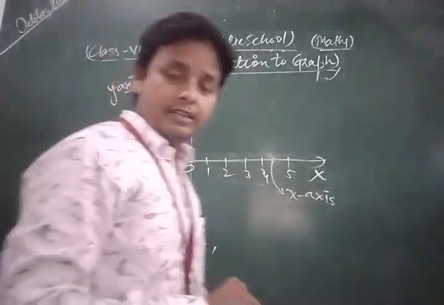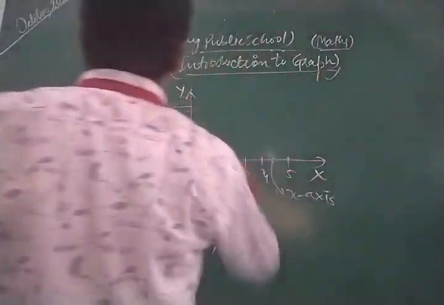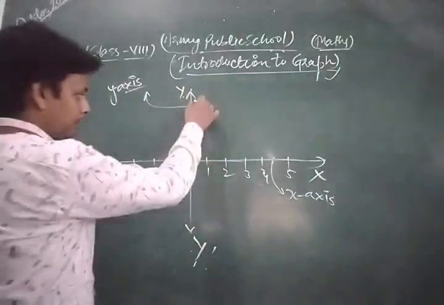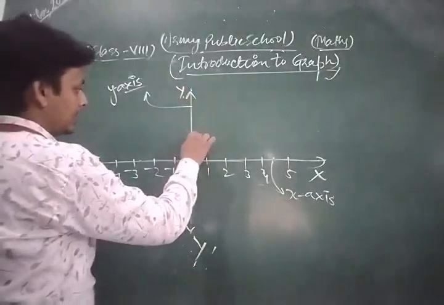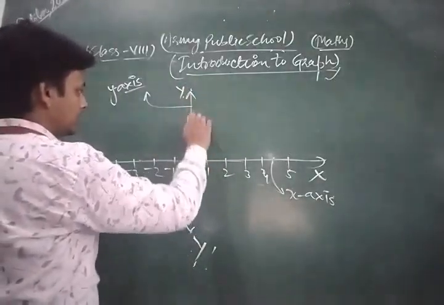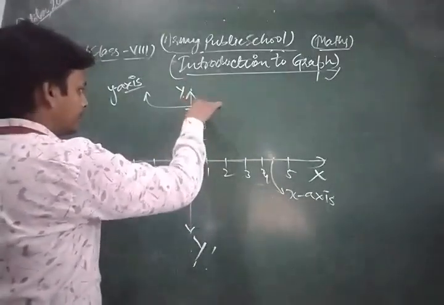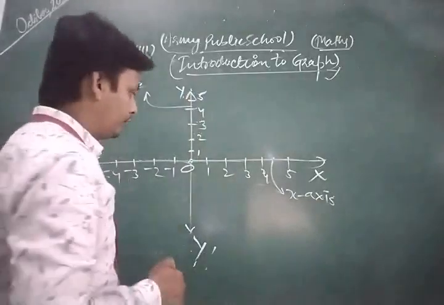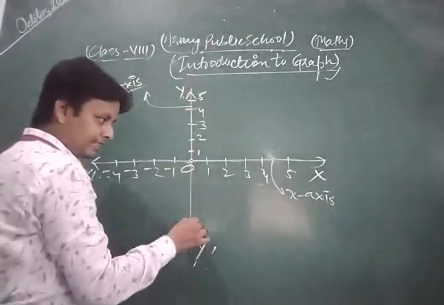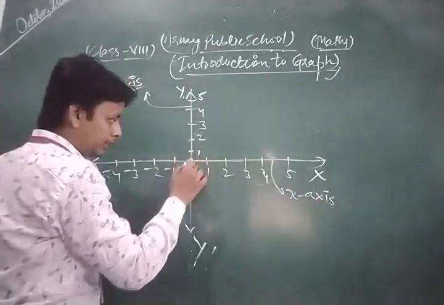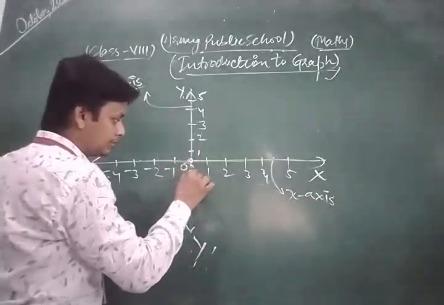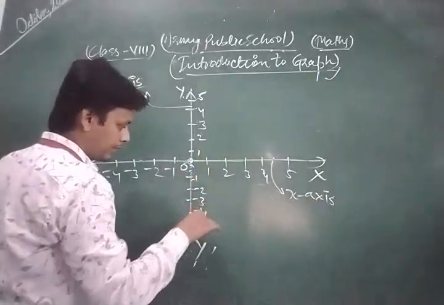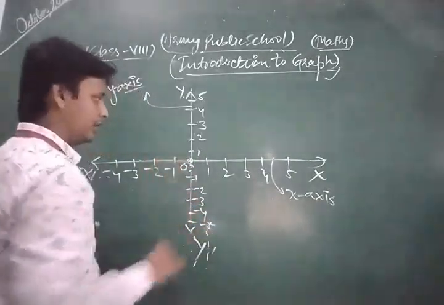And dear friends, the set of all points which lie on the y-axis above the origin are +1, +2, +3, +4 and +5. And the set of all points which lie on the y-axis below the origin are -1, -2, -3, -4, -5 and so on.